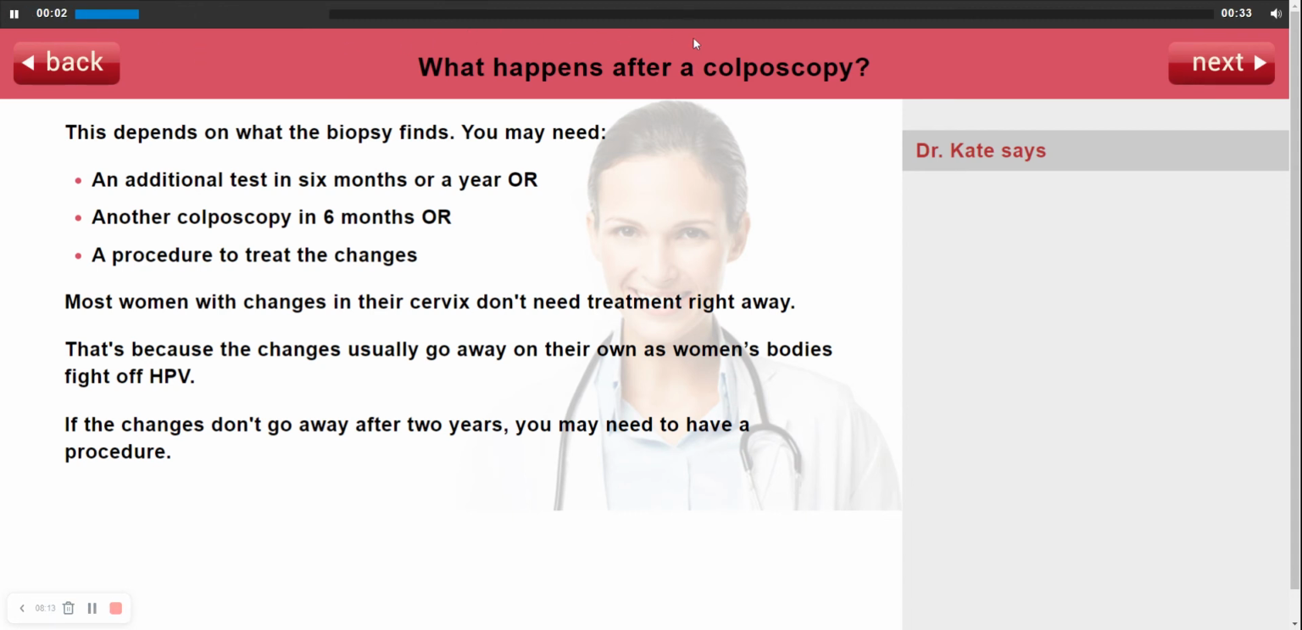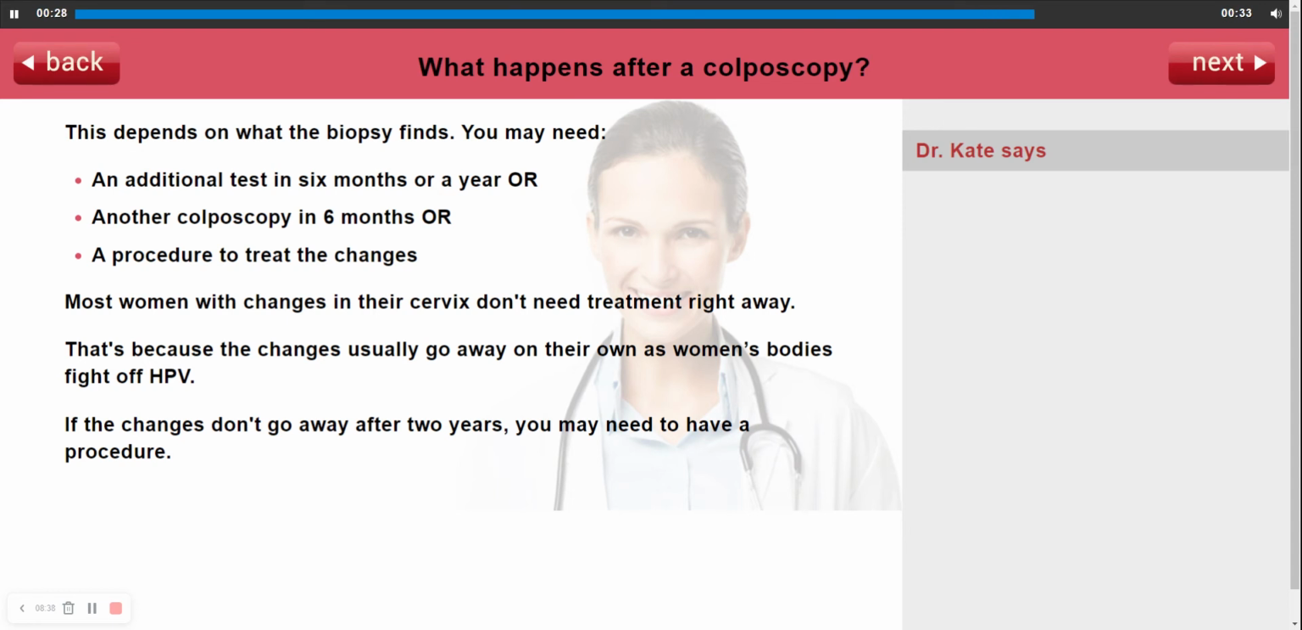What happens after a colposcopy? This depends on what the biopsy finds. You may need an additional test in 6 months or a year, or another colposcopy in 6 months, or a procedure to treat the changes. Most women with changes in their cervix don't need treatment right away. That's because the changes usually go away on their own as women's bodies fight off HPV. If the changes don't go away after 2 years, you may need to have a procedure.